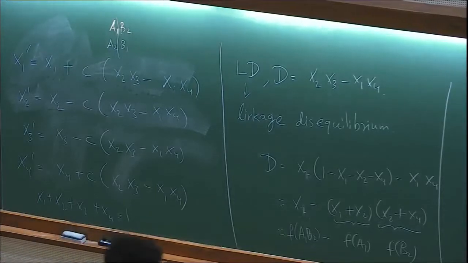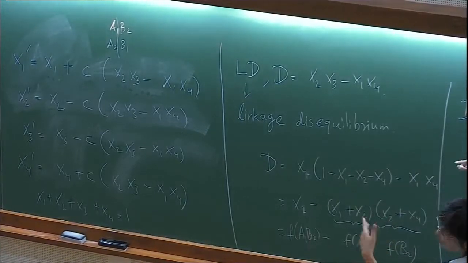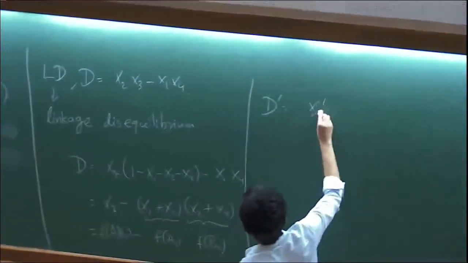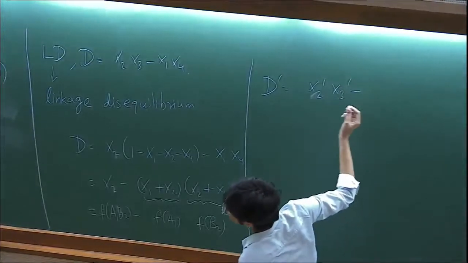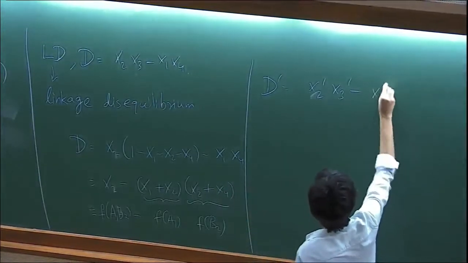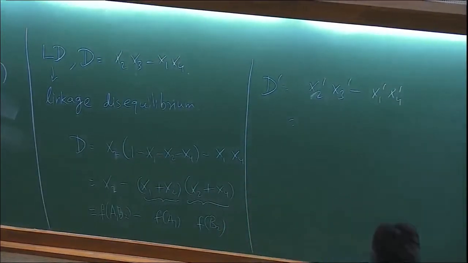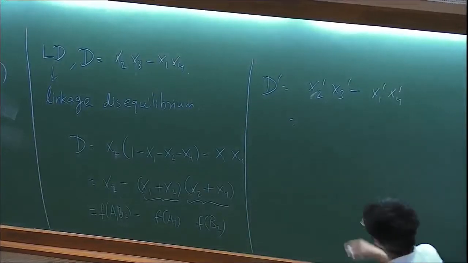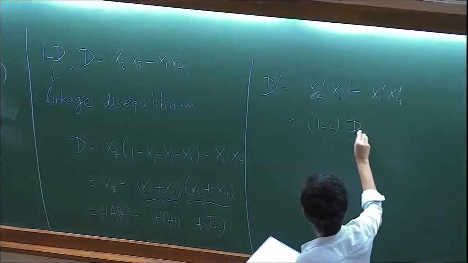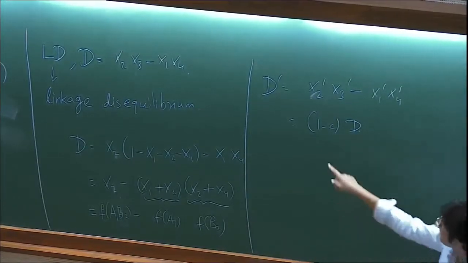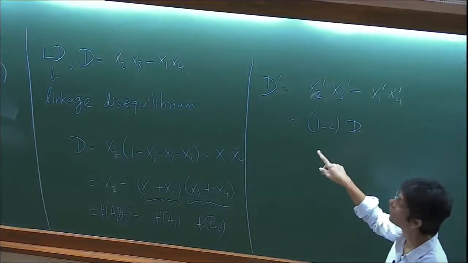Yeah, okay? Okay, so how about this D? So because the frequencies are changing, the D would also change. So D prime, so prime, remember, is the one in next generation. X1 prime, sorry, X2 prime. And if you plug in these equations and do a little bit of manipulation, you'll find that this is equal to, okay, it obeys a very simple equation. D prime is equal to 1 minus c times D, c is less than 1, okay?